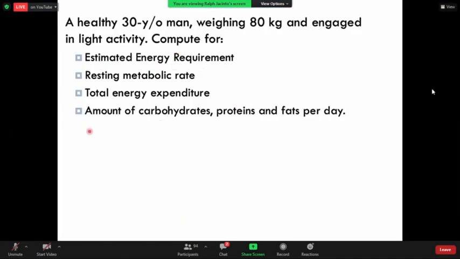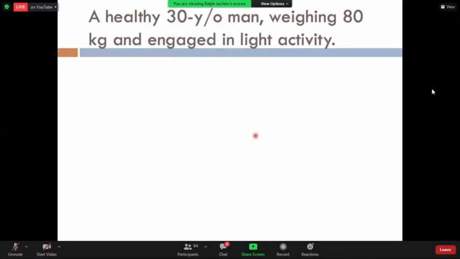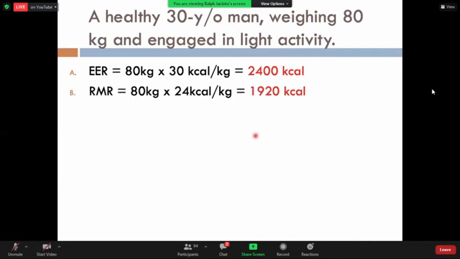Okay. Last part of that is, you've computed for the proteins, you also have to compute for the carbohydrates and fats per day. So let's look at this. Same patient. For the AER, everyone got this right. It's 2,400 kilocalories. For the RMR, you multiply it by 24, so it's approximately 1,920 kilocalories.